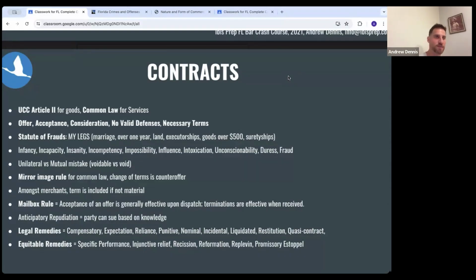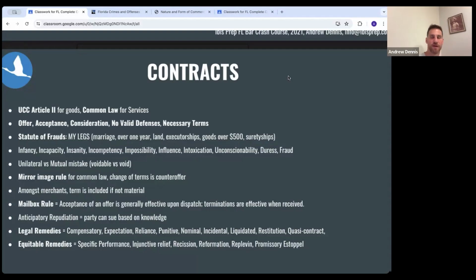Offer, acceptance: try to use the words intent to be bound by, mutual assent, meeting of the minds. Consideration, bargain for exchange of legal detriment or value in Florida. No valid defenses. I mean, defenses, we see all the I's down here: infancy, incapacity, insanity, incompetency, impossibility, undue influence, intoxication, unconscionability. Then there could be duress, fraud, misrepresentation, mistake, unilateral versus mutual.